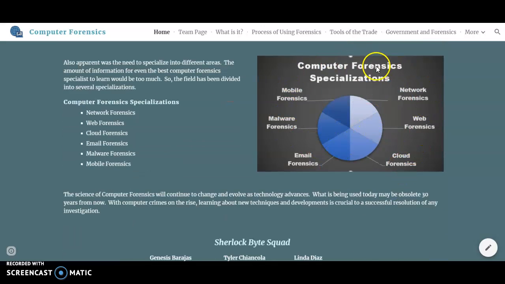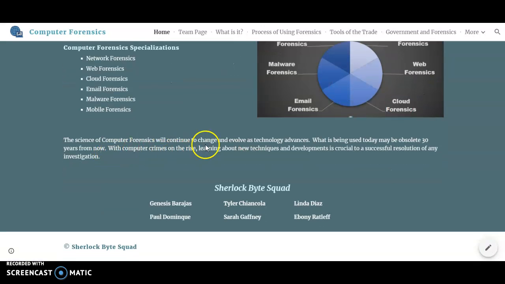And then computer forensic specializations. One of them here is network forensics. So there's 6 different specializations currently right now, and network forensics is one of them, and that is Sarah's topic. And then the science of computer forensics, which is Paul's topic.